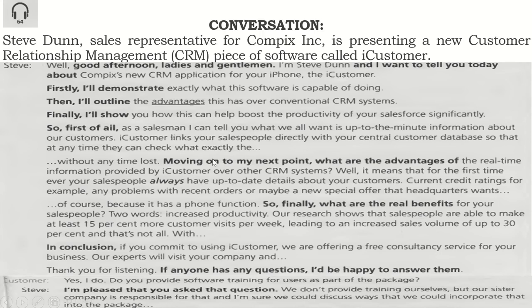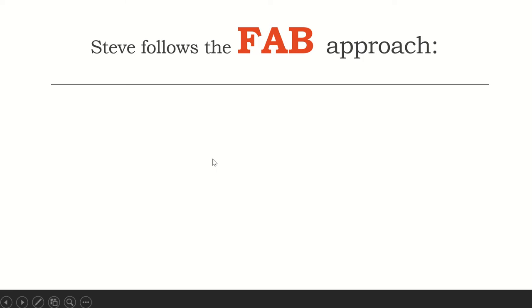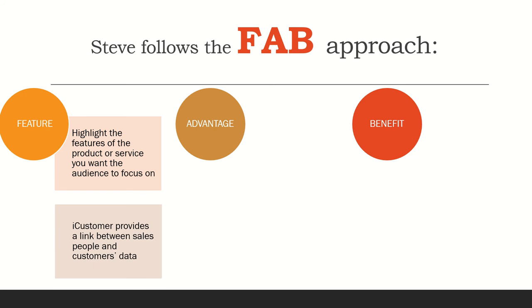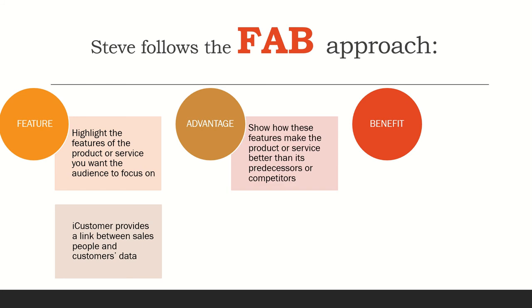Well, class, remember about the FAB approach? In the conversation just now, Steve follows the FAB approach. Remember: feature, advantage, benefit, FAB. For feature, highlight the features of the product or service you want the audience to focus on. So here, Steve shows that iCustomer provides a link between salespeople and customers' data.